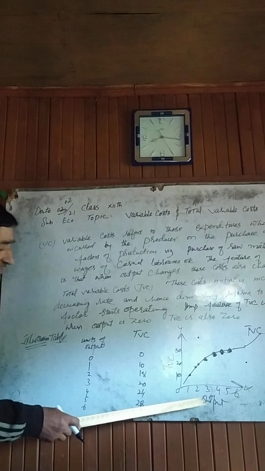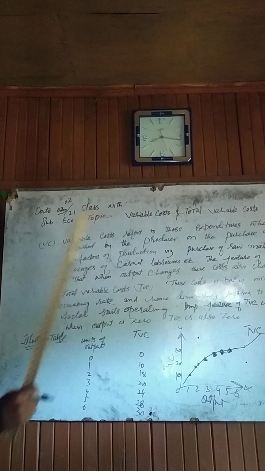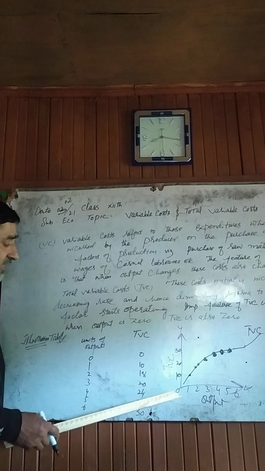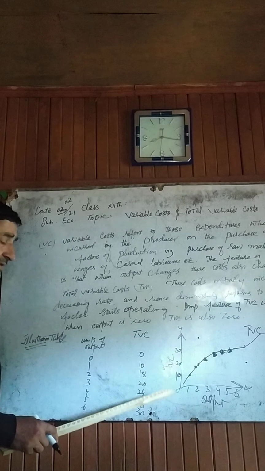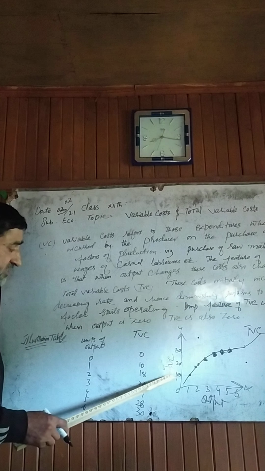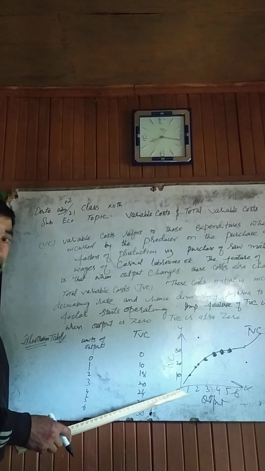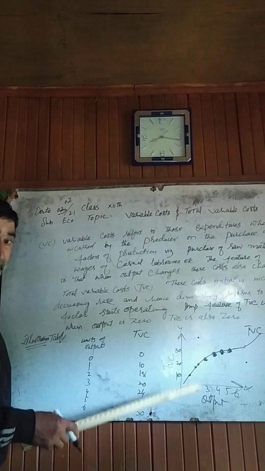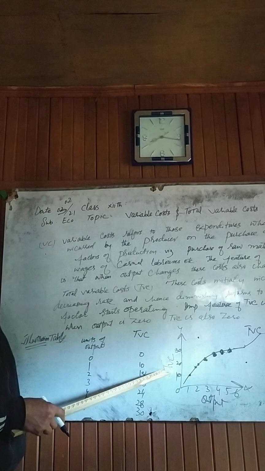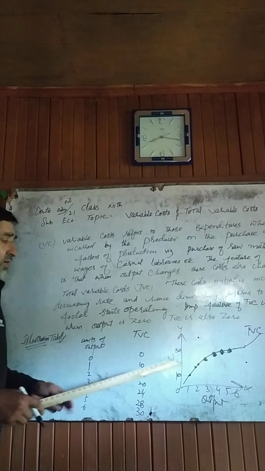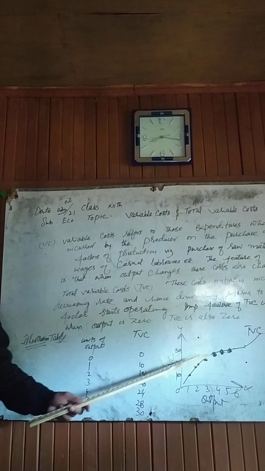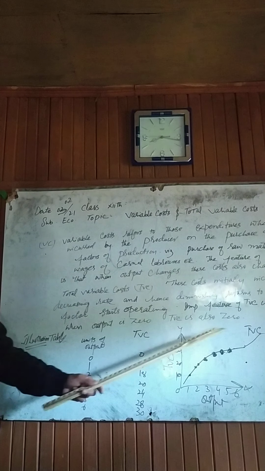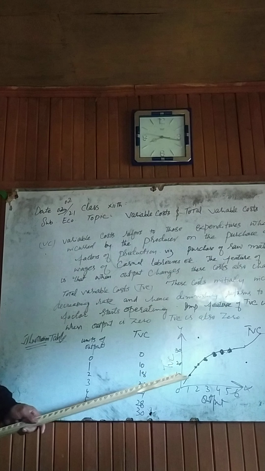Along x-axis we represent output, y-axis represents the variable cost. When output is 0, variable cost is 0. When output is 1, variable cost of that very product is 10, and so on. This increasing line indicates the total variable cost.